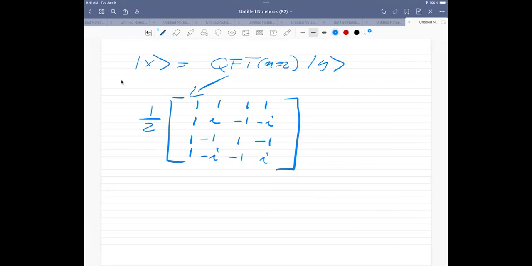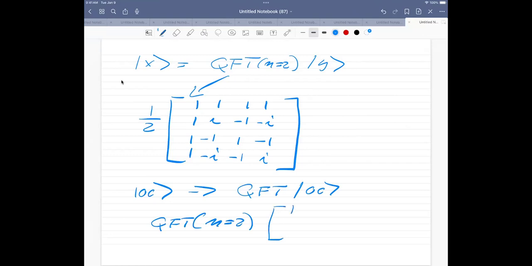And you see now that if I start with the state |00⟩, then what we get is this matrix QFT multiplied with that state. So that would be the same as this matrix, QFT of n equal 2, being multiplied with 1, 0, 0, 0. If you perform that multiplication, this is the same as 1 over 2, and I'm left with 1, 1, 1, 1, which is the case which I had before.